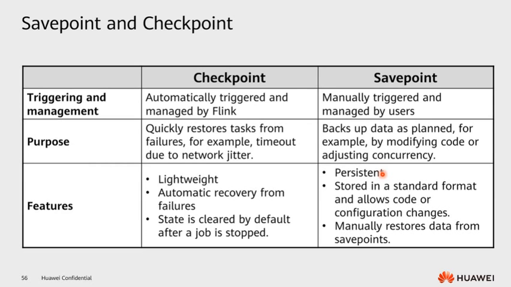Here, we can draw a comparison between checkpoint and SavePoint. As mentioned before, checkpoints are automatically triggered, while SavePoints are triggered by the users. Checkpoint can be used in cases requiring quick data recovery, while SavePoint is mainly used in backup situations like system upgrading and maintenance. Checkpoint is lightweight, and the data recovery can be done automatically by Flink. And when a job stops, its corresponding status will be cleared by default, while SavePoint can store the states in a solid storage system and recover data manually when needed.